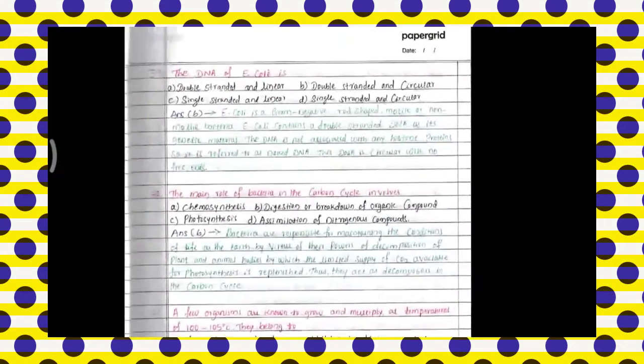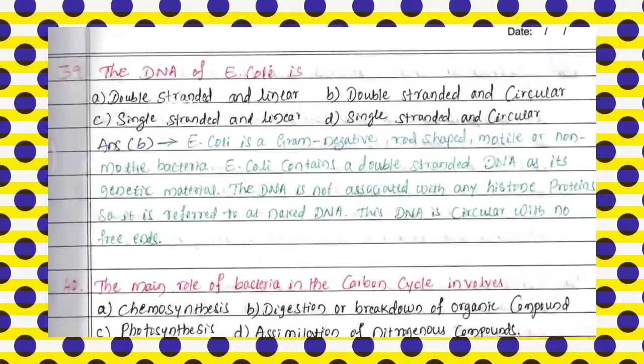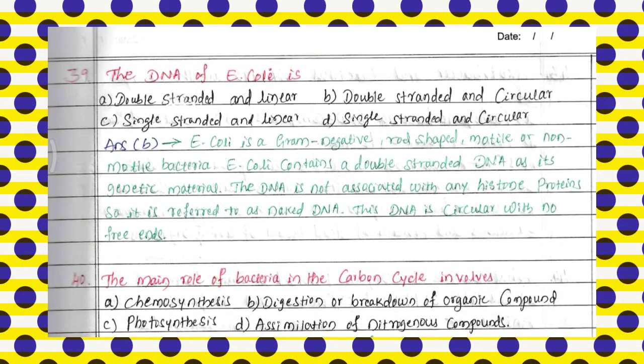Next, 39. The DNA of E. coli, Escherichia coli, is: A. Double stranded and linear, B. Double stranded and circular, C. Single stranded and linear, D. Single stranded and circular. Answer is B. Double stranded and circular. E. coli is a gram-negative rod-shaped motile or non-motile bacteria. E. coli contains double-stranded DNA as its genetic material. The DNA is not associated with any histone proteins, so it is referred to as naked DNA. This DNA is circular with no free ends.